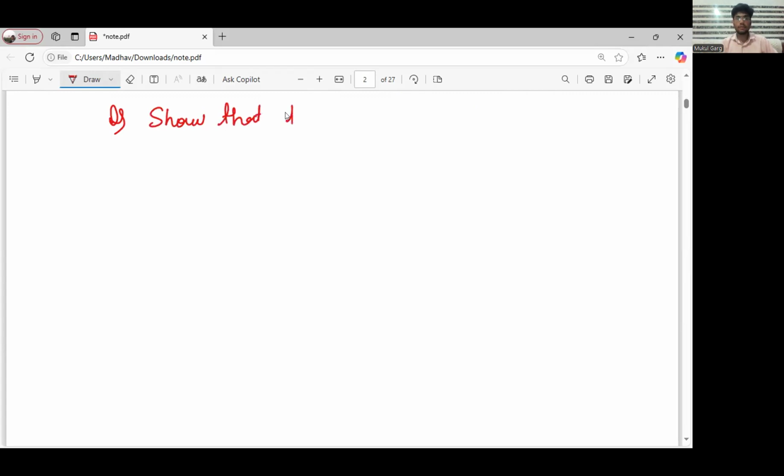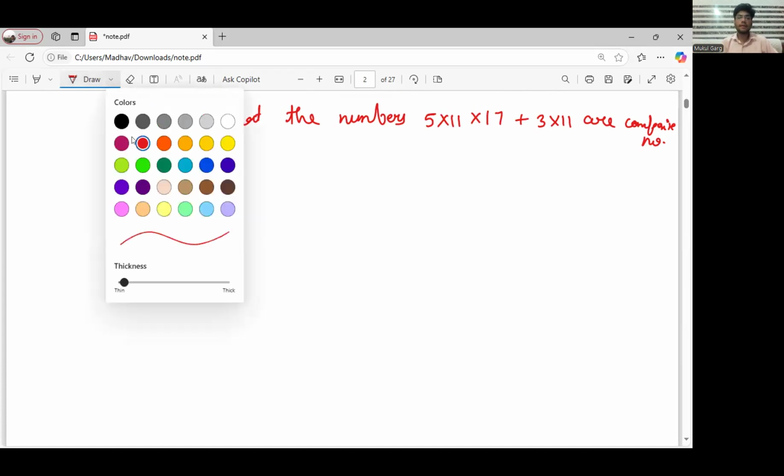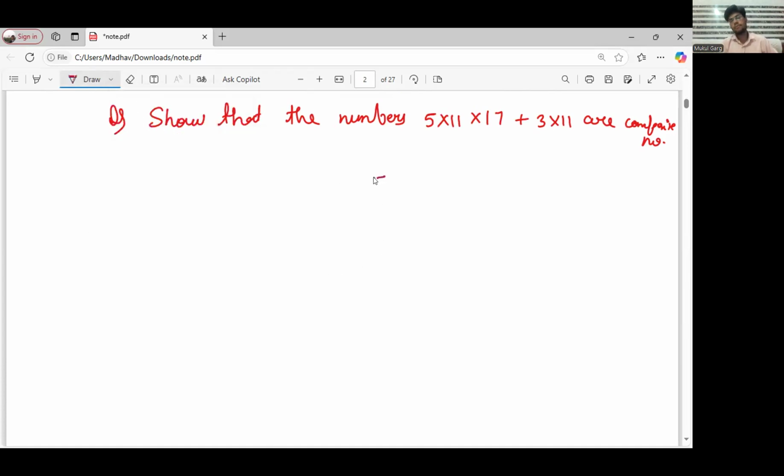Show that the numbers 5 into 11 into 17 plus 3 into 11 are composite numbers. हमें ये दिखाना है कि ये कंपोजिट नंबर है. कंपोजिट नंबर का मतलब क्या है? कंपोजिट नंबर का मतलब ये है कि इसके दो से ज्यादा फैक्टर हमें दिखाने हैं. अगर दो से ज्यादा फैक्टर हैं तो yes, it's a composite number. So our number is, let me write it down here, 5 into 11 into 17 plus 3 into 11. Can I take 11 common here?